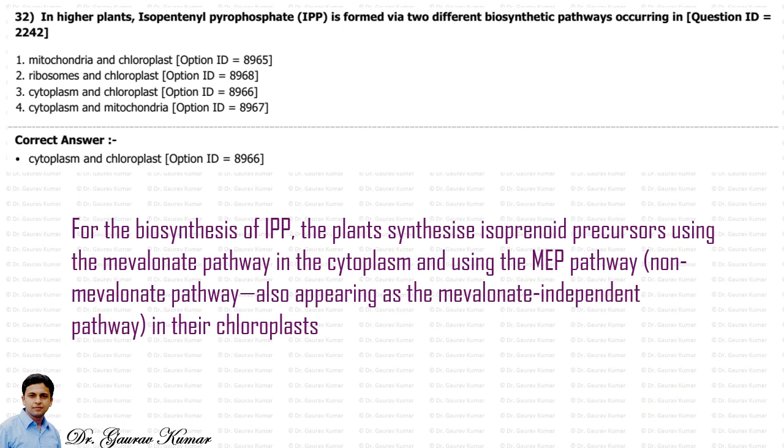Next question. In higher plants, isopentenyl pyrophosphate, IPP, is formed via two different biosynthetic pathways occurring in. So for the biosynthesis of IPP, the plant synthesizes isoprenoid precursors using the mevalonate pathway in the cytoplasm and using the MEP pathway, that is the non-mevalonate pathway, also known as the mevalonate independent pathway, in their chloroplast. So the answer is cytoplasm and chloroplast.